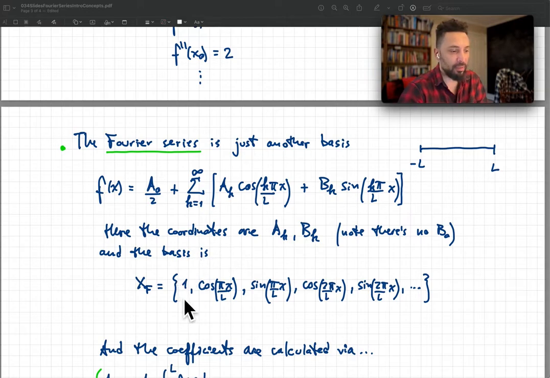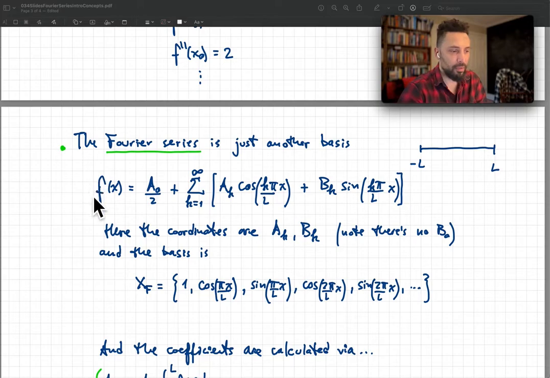And the basis is given by 1, cosine pi x over L, sine pi x over L, cosine 2 pi x over L, sine 2 pi x over L, and so on, where our function is defined in some interval minus L to L. Now, of course, these functions, cosine k pi x over L and sine k pi x over L, are unable to reproduce any function that is not periodic outside of this interval, and so we just specify it on this interval.